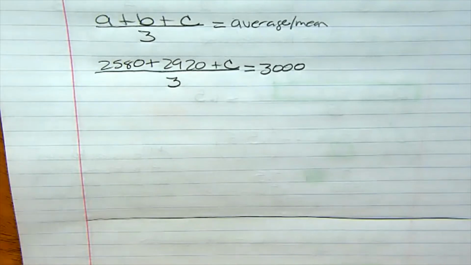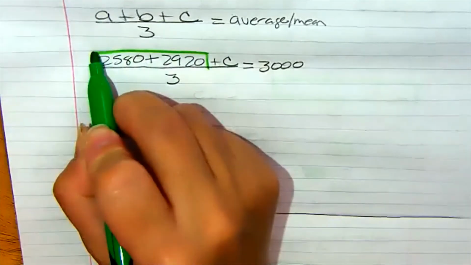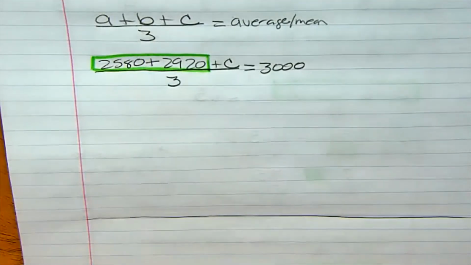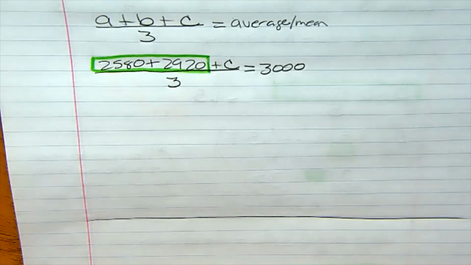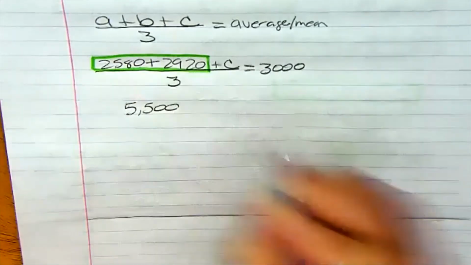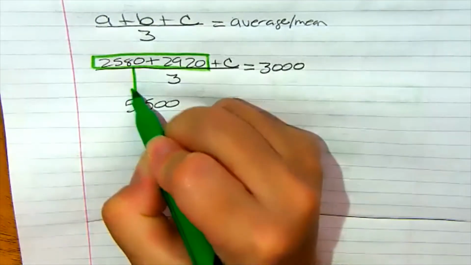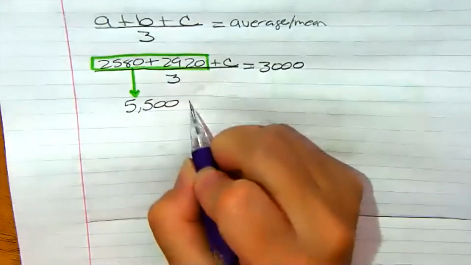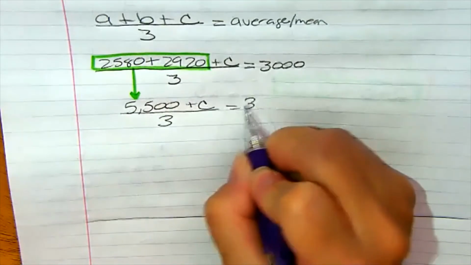So the first thing I need to do, combine my like terms. So if you want to use a calculator for this, you are more than welcome to use a calculator for this. I am. So combine like terms, this is 5,500 plus C divided by 3 equals 3,000.